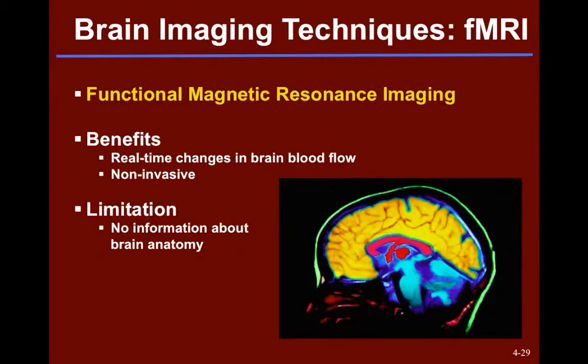And then another tool that we're using is the functional MRI, functional magnetic resonance imaging. Now this one, we actually can see real-time changes in the blood flow in the brain, and it's not invasive, so we don't have that problem where we need to inject radioactive material. But this one does not give us any information about brain anatomy while we're looking at it.